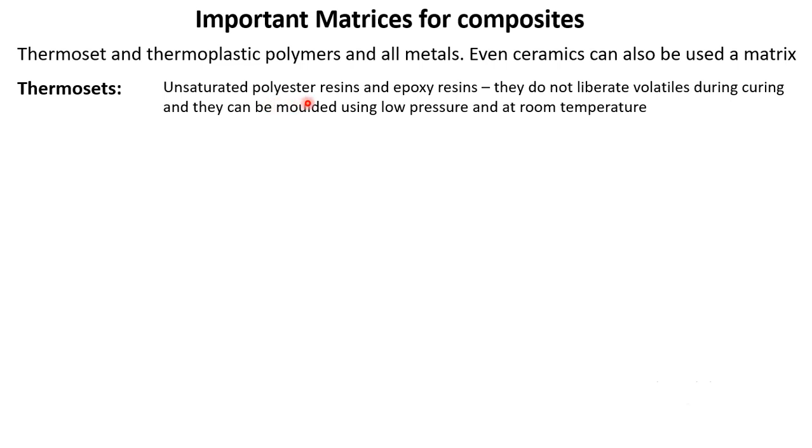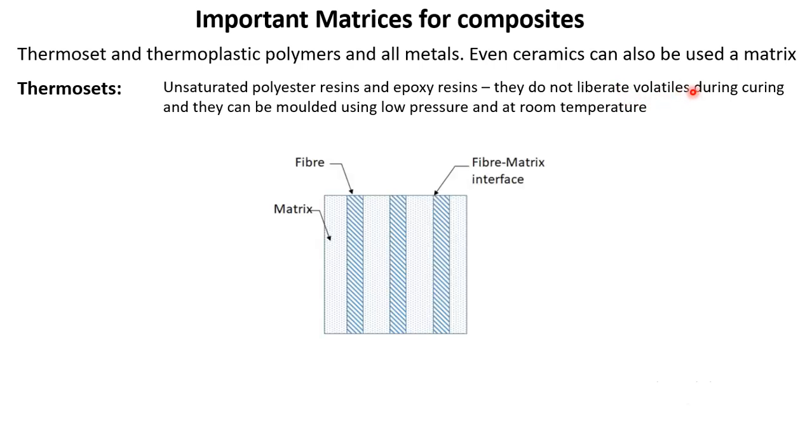Thermosets, unsaturated polyester resins and epoxy resins, are used very commonly. They do not liberate volatiles during curing, and they can be molded using low pressure and room temperature. So this is very important. If the matrix polymer releases volatile materials or gases during the curing process, that will introduce lots of defects in terms of bubbles. So those defects are not desired in composites. So that's why we select polyester and epoxy resins.